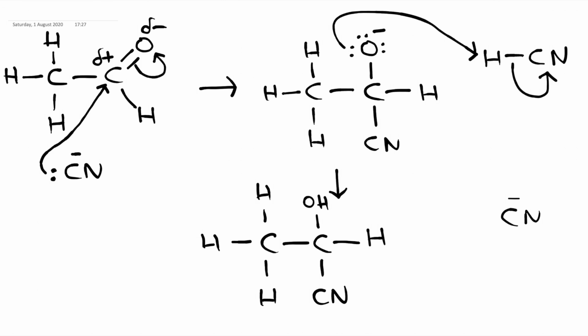Now, there's also 2 coordinate bonds forming here. There's a coordinate bond forming between the cyanide and the carbon because a lone pair of electrons have moved towards this delta plus carbon. And there's also a coordinate bond forming between the O on the O minus and the hydrogen to form OH.